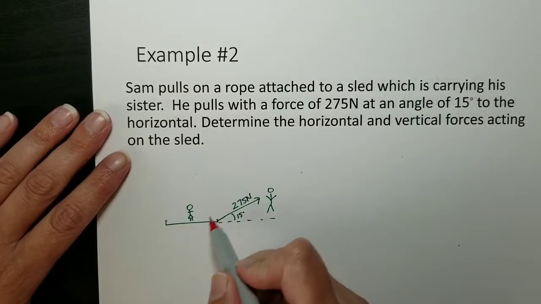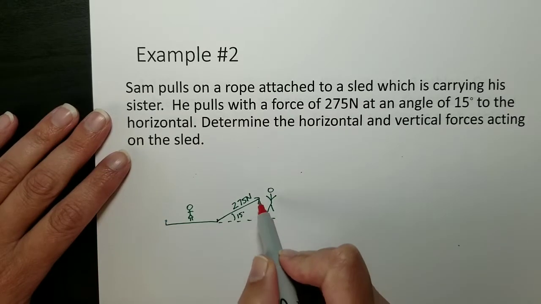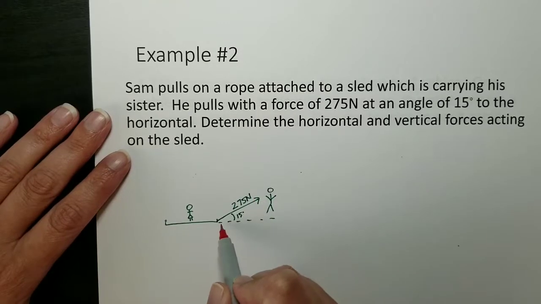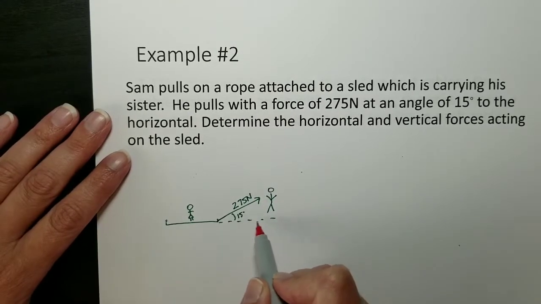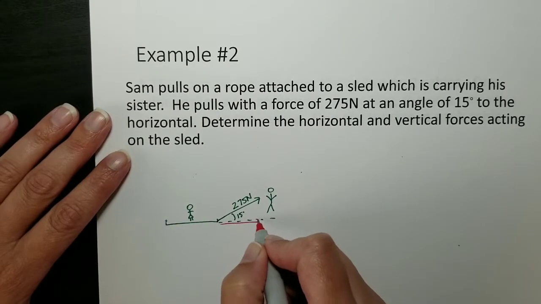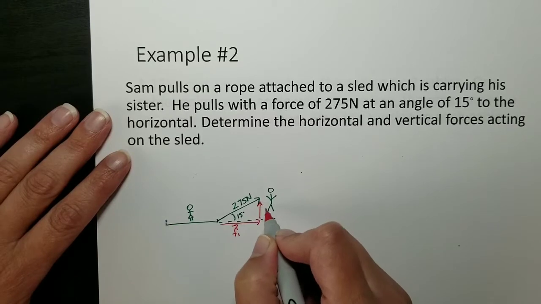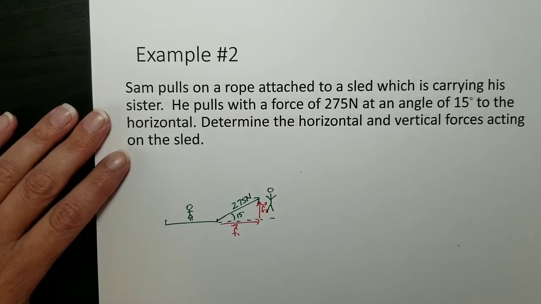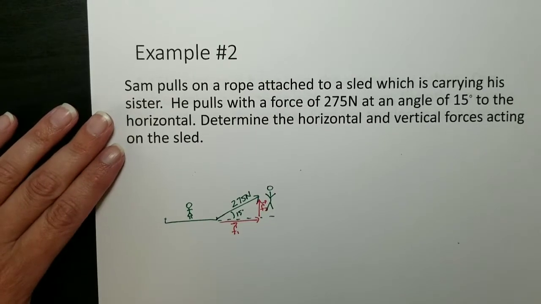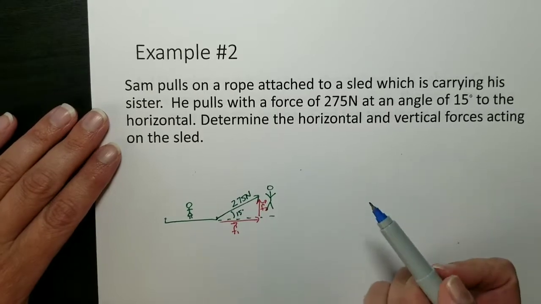Okay, we can resolve this force into a horizontal and a vertical force. So some of his force is pulling upwards, but a lot of his force is pulling along this horizontal. So I'm just going to label F1 as horizontal and F2 as vertical. And I'll state kind of which one is which in the therefore statement.